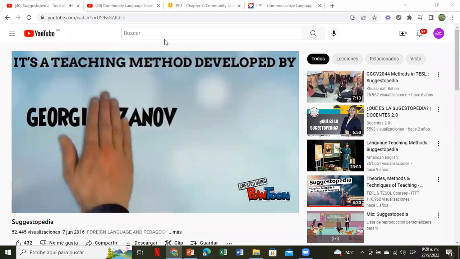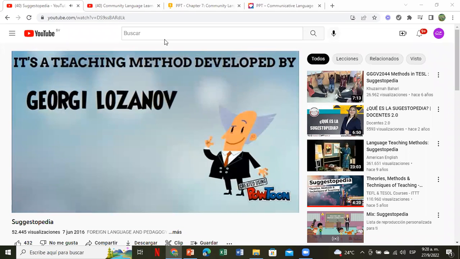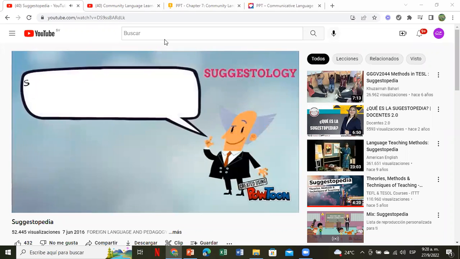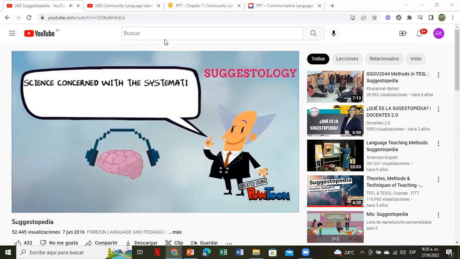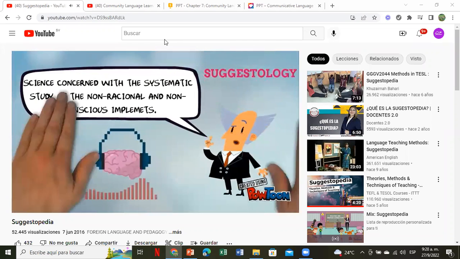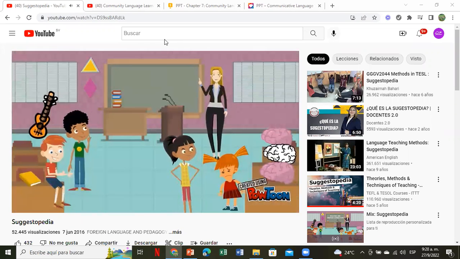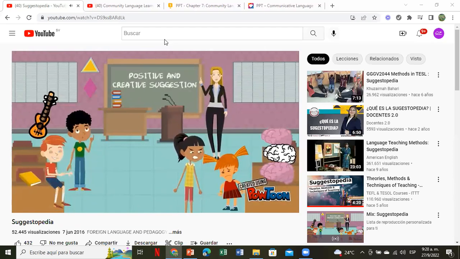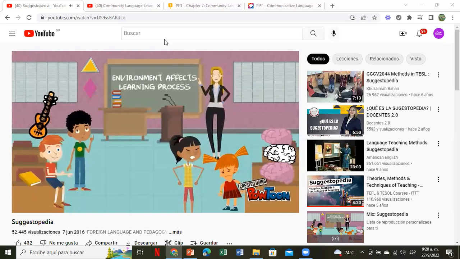Suggestopedia is a teaching method developed by Georgi Lozanov, and it's derived from suggestology, which Lozanov describes as the science concerned with the systematic study of the non-rational and non-conscious. This method is based on how the human brain works more effectively through positive and creative suggestion in the classroom, and how the environment can affect the learning process.